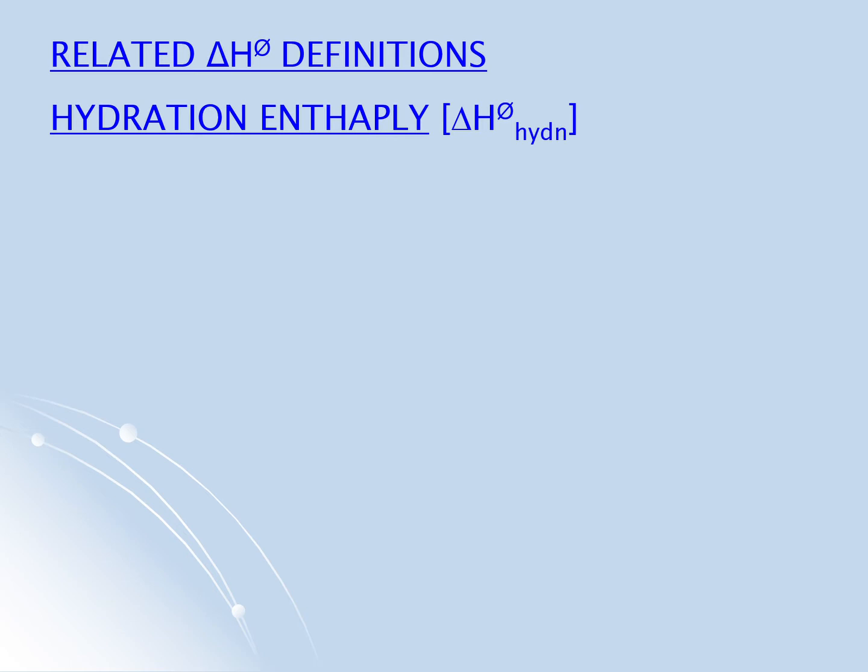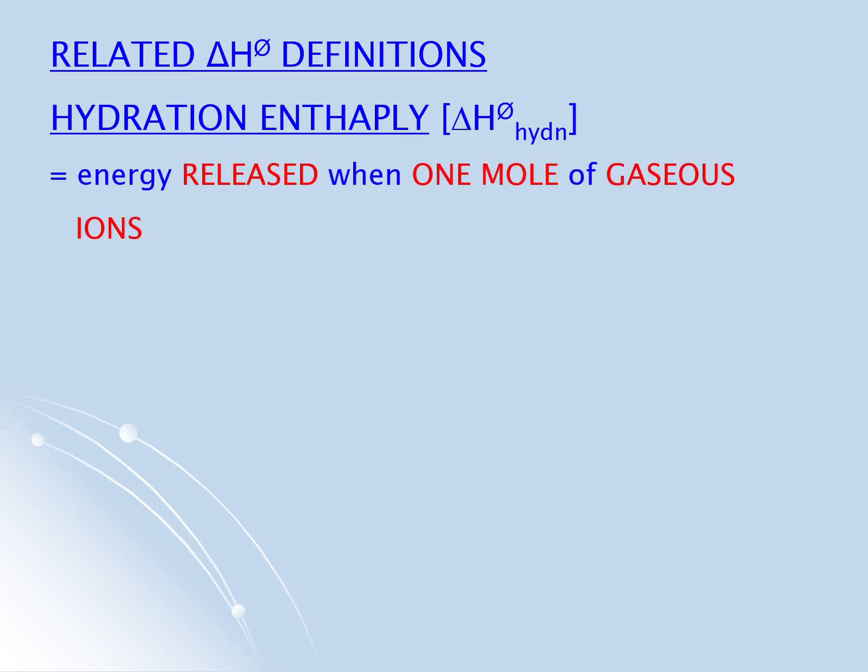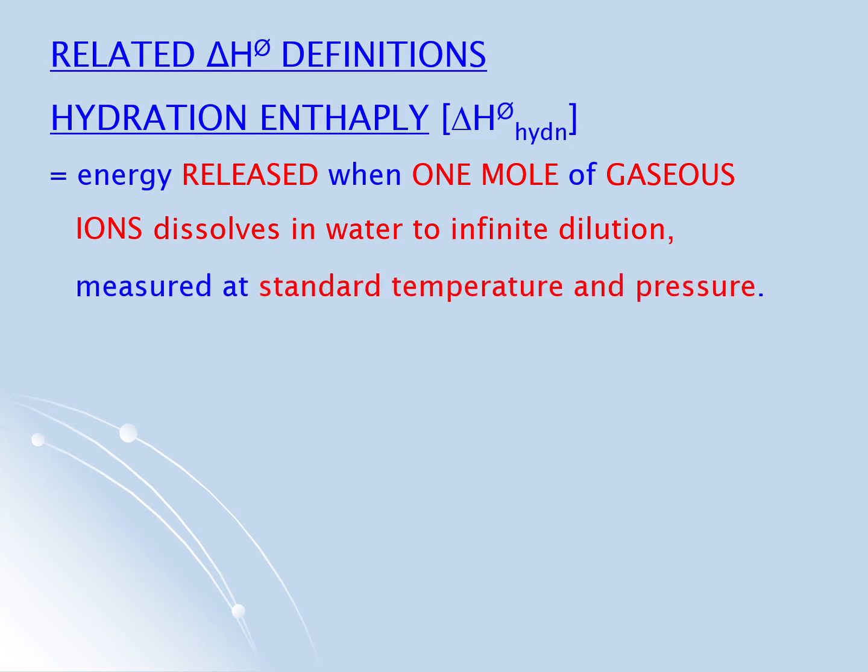So the hydration and solution enthalpies are similar, so try and make sure you learn them well and don't get them confused. So, the energy released when 1 mole of gaseous ion dissolves in water in an infinite dilution, and an infinite dilution just means there's more water than you need, basically, and that's measured at standard temperature and pressure. Okay, 298 kelvins, 1 atmosphere of pressure, or 100 kPa. Values that you need to, of course, know.